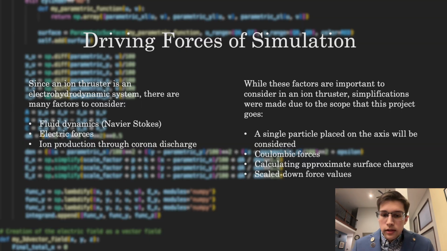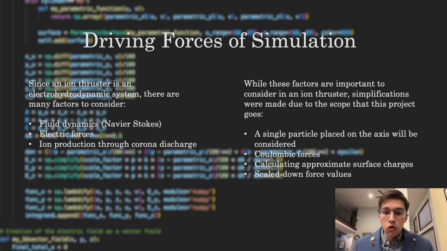There are some forces that are significant to an electrohydrodynamic system, but in my simulation they will not be considered. An important factor is fluid dynamics. This is very important, and you can use Navier-Stokes equations in order to model it. However, in my simulation, I will only be modeling a single particle since it is outside the scope of this project. We want to see how well an electrostatic simulation alone predicts it, so we will not be including fluid dynamics. While it is very important, it may be considered in future work, but not here.